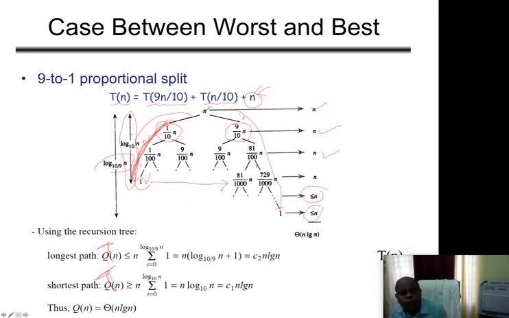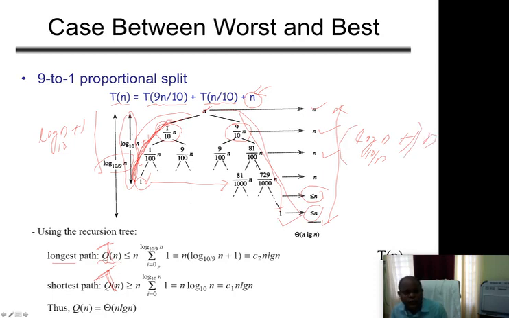Hence, if we consider only the longest path, then this is the longest path. Hence, the longest path height is log n to the base 10 by n. In this case, if you go along the longest path, its label will be log n to the base 10 by n plus 1. But in the shortest path, the number of labels will be log n to the base 10 plus 1. Hence, in the longest path, it will be the maximum time complexity, which is equal to, if you add this, then this into maximum n.